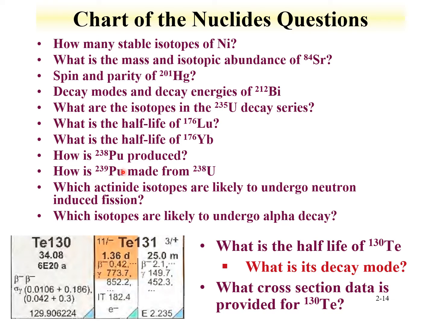How is plutonium-238 produced? How do you make plutonium-239 from uranium-238? We've actually discussed these in the previous lecture, but you should be able to look at the chart of the nuclides and figure that out. Which actinide isotopes are likely to undergo neutron-induced fission? Those with large fission cross sections. So when they capture a neutron, they undergo fission. It's the sigma F. As an example, you can look at the data for uranium-235 or plutonium-239. And which isotopes are likely to undergo alpha decay? The heavier isotopes.